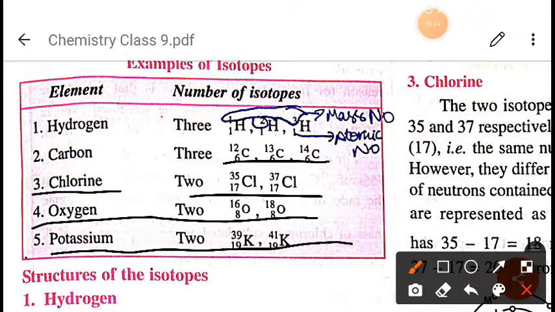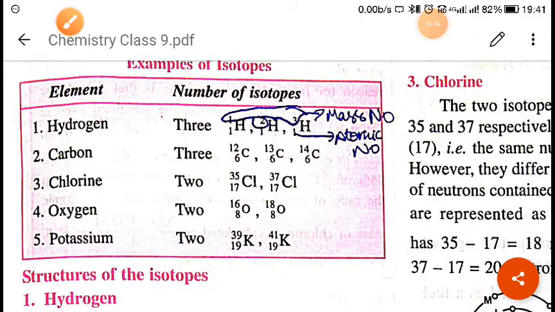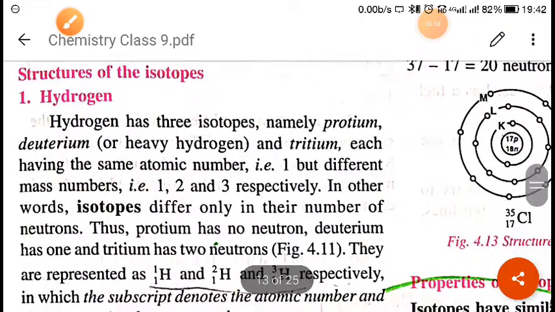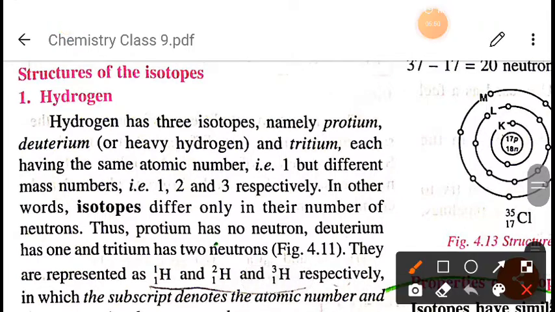Potassium also has two isotopes, as you can see, 19-39 and 19-41. Okay, so one by one we will see this. When we talk about hydrogen, hydrogen has three isotopes, namely protium, deuterium, and tritium.